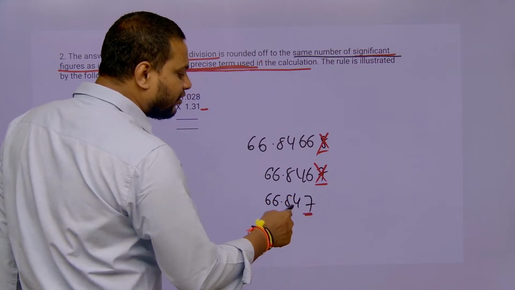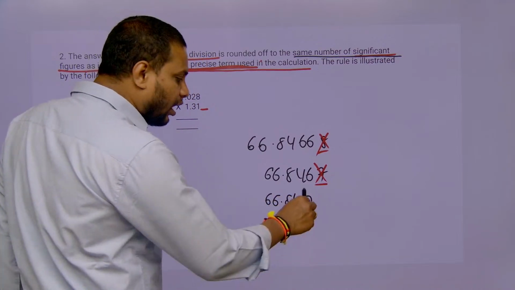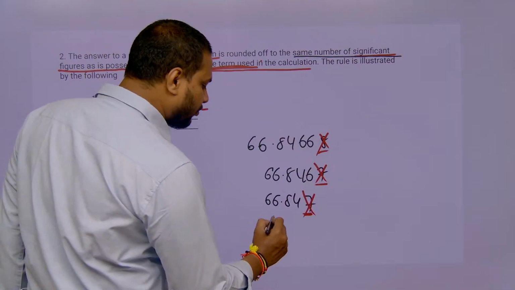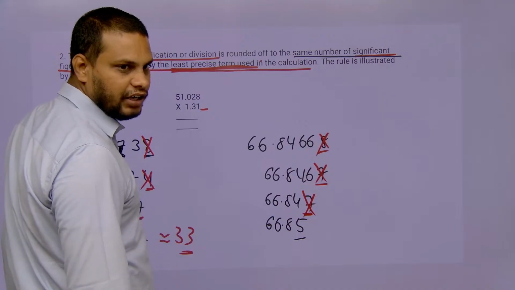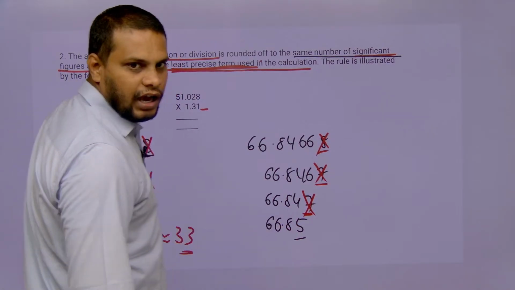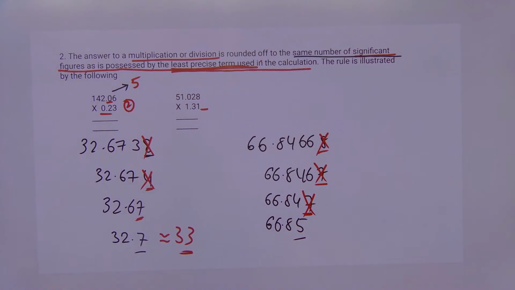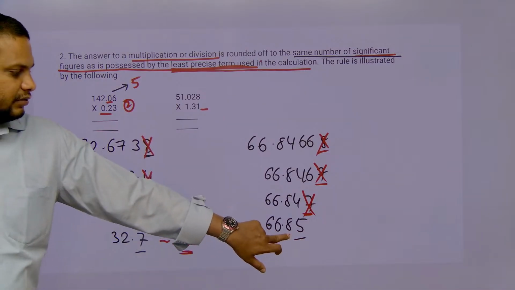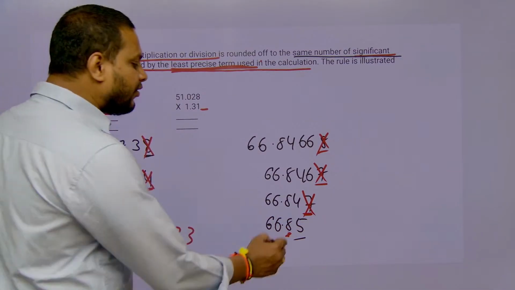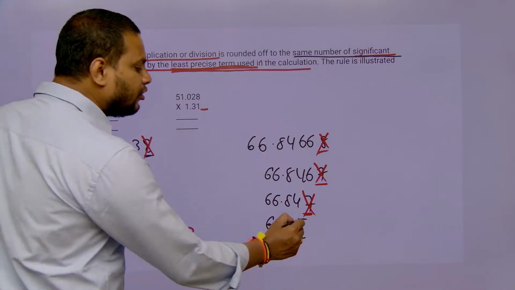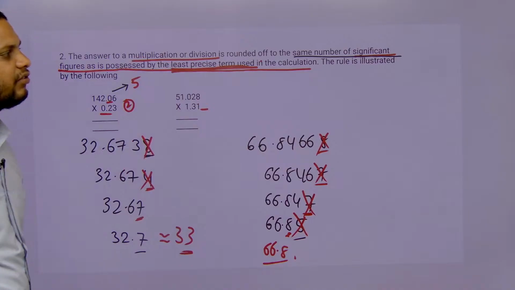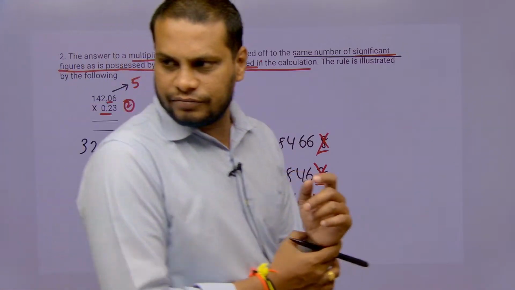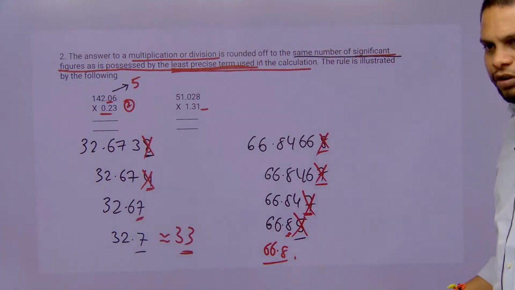So 66.847. Last digit greater than 5. Cut down the last digit, previous number plus 1. So 66.85. Last digit, sorry, equal to 5. And preceding number even. 8 is even. Preceding number is even. So last digit equal to 5, preceding number even. Cut down the last digit, previous number no change. 66.8 is the answer. Are you clear? Got it? Now shall we go for the next example?